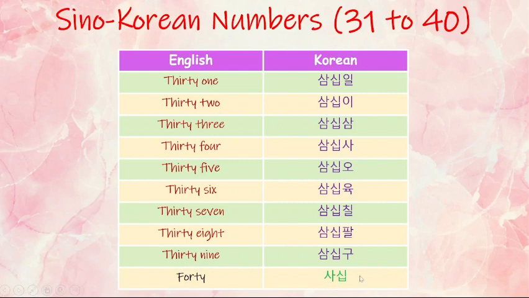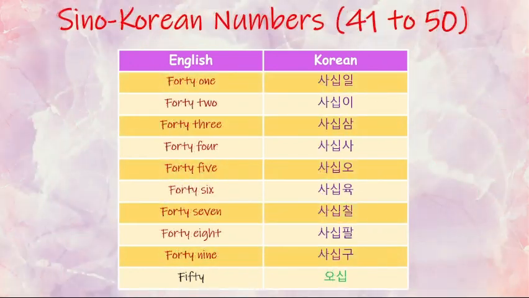Okay, next are numbers from 41 to 50. 41 is again 40 and 1. So it will be sa shib il. Similarly, the other numbers will be 42, 43, 44, 45, 46, 47, 48, 49, and 50 is 5 times 10. 5 is O. So 50 will be O shib. So here you learned how to form numbers up to 50.